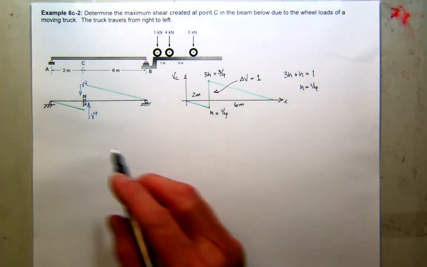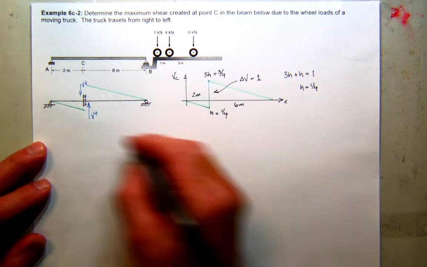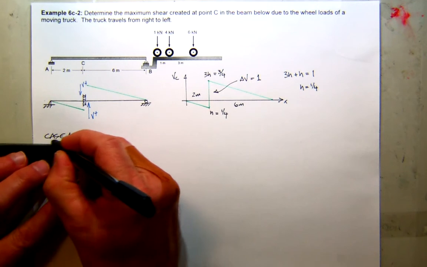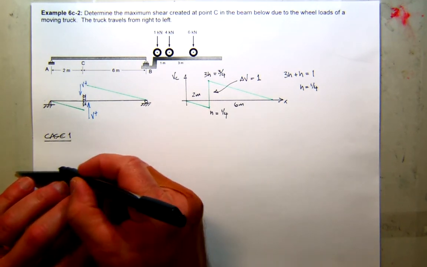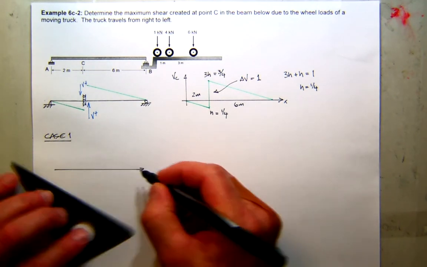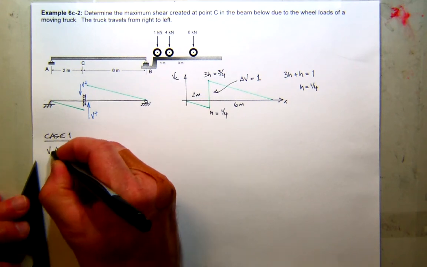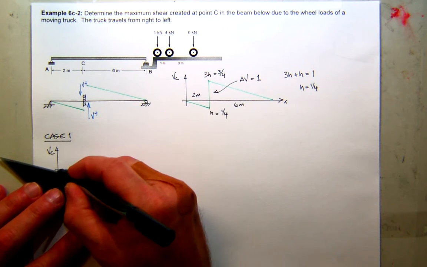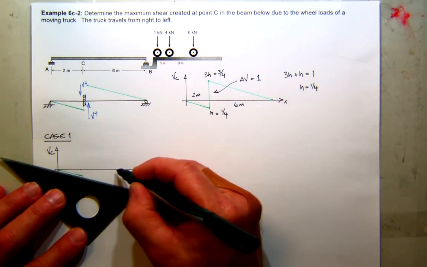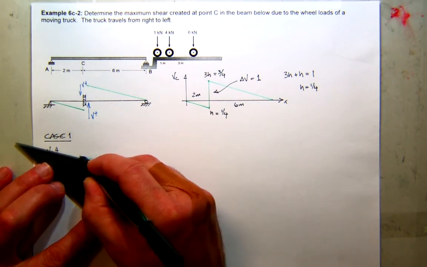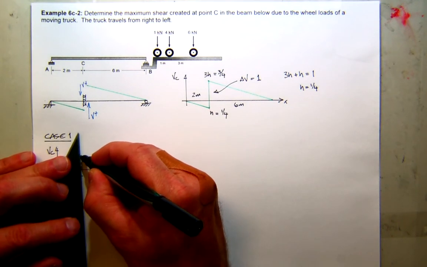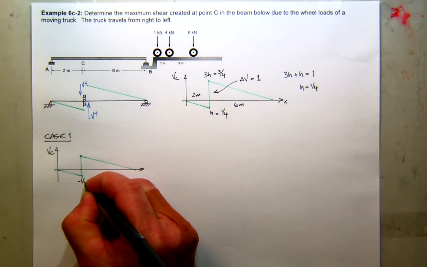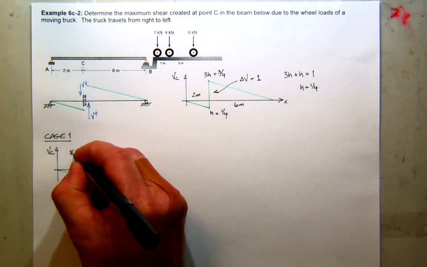How many cases do we have? 3. We have 3 loads, we have 3 cases. So let's start with case 1. Just give me a second to redraw the influence line. There's the rough shape. We've already found that this is negative 1/4 and this is 3/4.